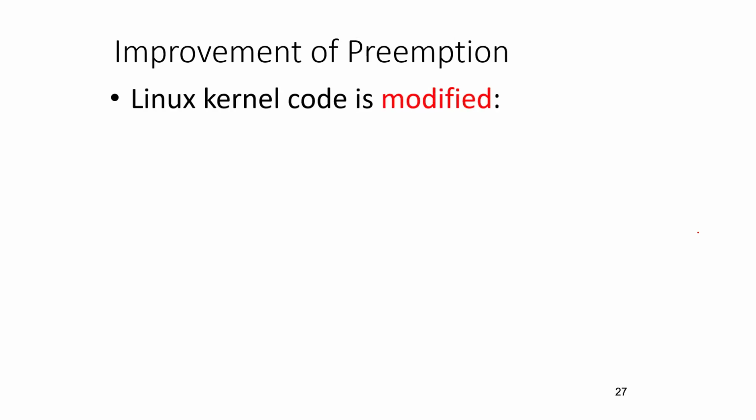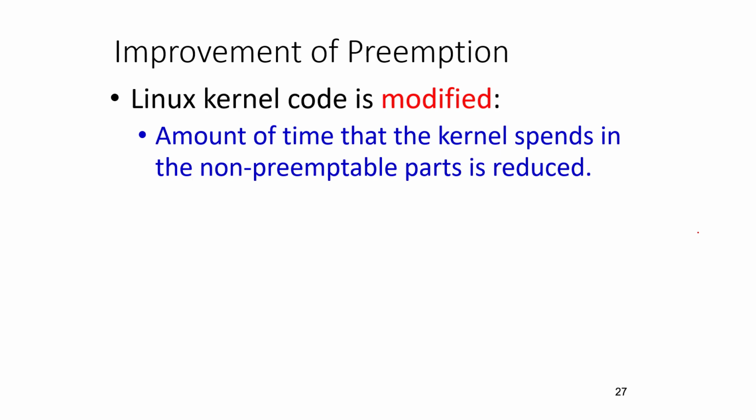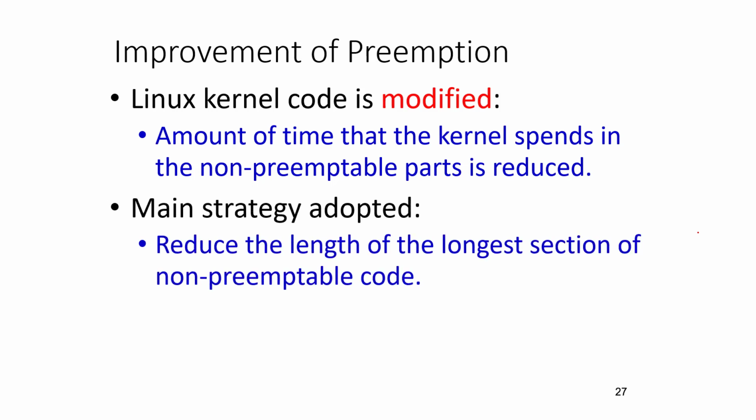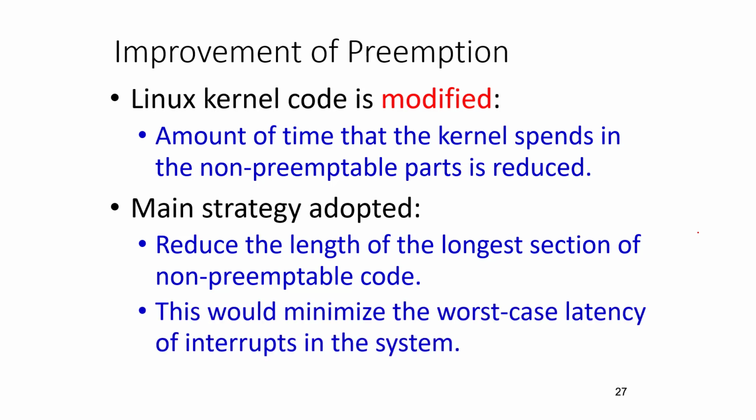Now, coming to improvement of preemption, of course, the Linux kernel code is modified. So you want to minimize the amount of time that the kernel is spending in the non-preemptable parts of the code. The primary strategy is to reduce the length of the non-preemptable code, but this is easier said than done. To allow for very flexible preemption, the code does become complex, and this is again a problem with real time operating systems. But with careful design and with a lot of research, it is possible to design parts of the OS code such that the amount of non-preemptible sections is absolutely minimal.